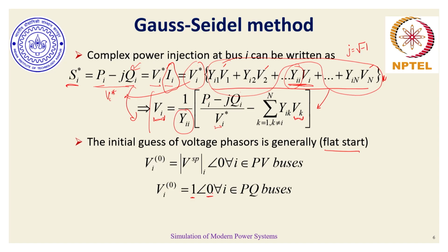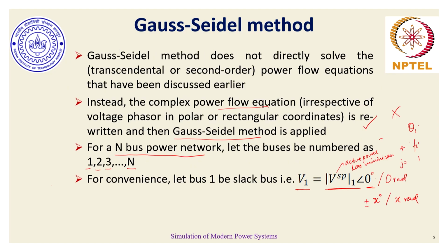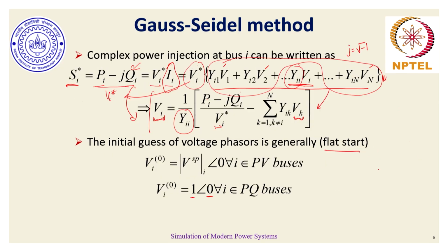Since we have chosen the angle reference of the slack bus to be 0, it is also convenient to choose the initial choice of other bus voltages to be 0. And for PV buses, the voltage magnitudes are fixed and specified as per the active power loss minimization exercise. These may be equal to 1 per unit or need not be equal to 1 per unit. Often students assume that PV bus voltage magnitude is always 1 per unit. No, it is not a necessity.